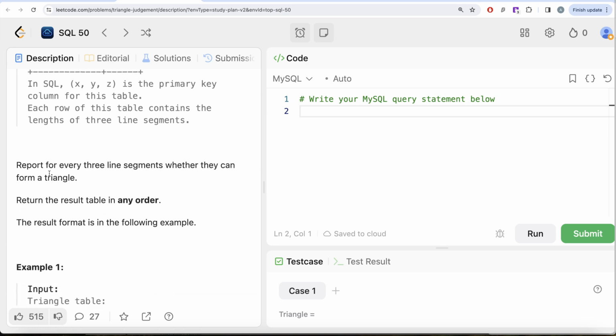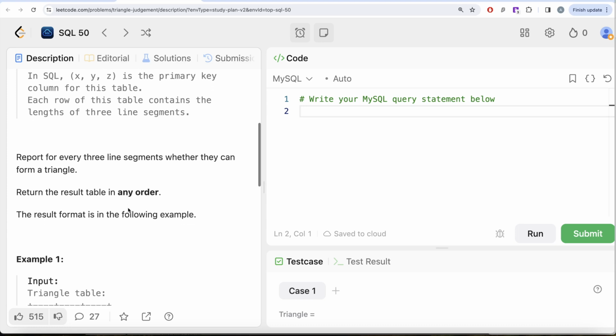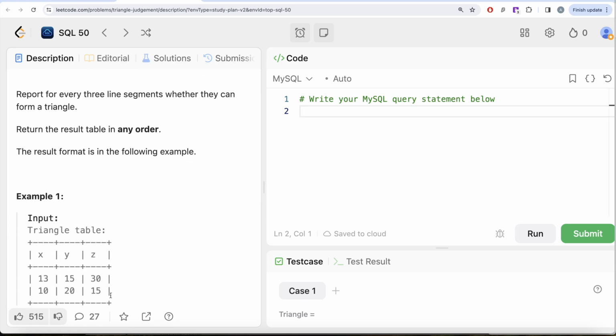Okay, we are asked to write a query to report for every three line segments whether they can form a triangle or not. Order of the result does not matter. Okay, let's look at this example. So here we have two different rows and we have X, Y, and Z values for them. And then based on these values, basically based on these three line segments, we need to find out whether these three line segments can form a triangle or not.